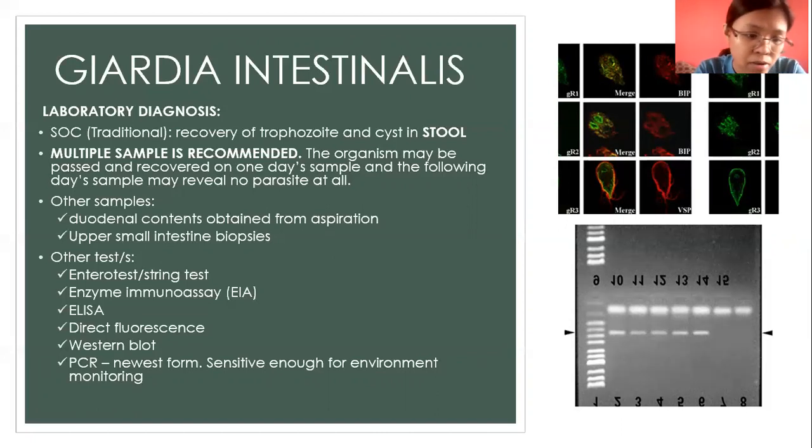So other samples, pwede rin gumamit ng duodenal contents obtained from aspiration or upper small intestine biopsy. So other tests, pwede rin gumamit ng entero test or string test. Pwede rin gumamit ng enzyme immunoassay, pwede rin ELISA, direct fluorescence, then pwede rin ng Western blot. Then ang newest form for testing for Giardia is the use of PCR. It is sensitive enough for environment monitoring.